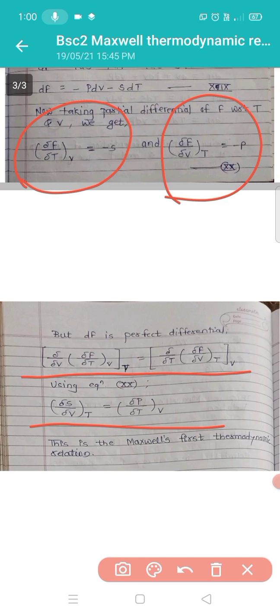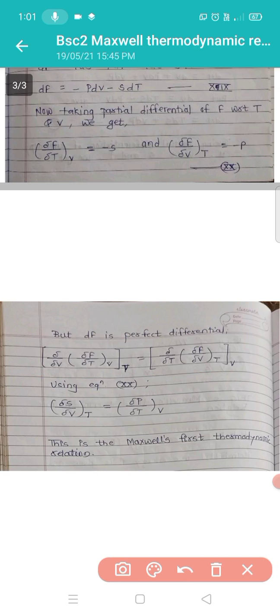In this class we studied two Maxwell's thermodynamic relations. In the next class we will study the other remaining two Maxwell's thermodynamic relations. I hope you all got it properly. Thank you.